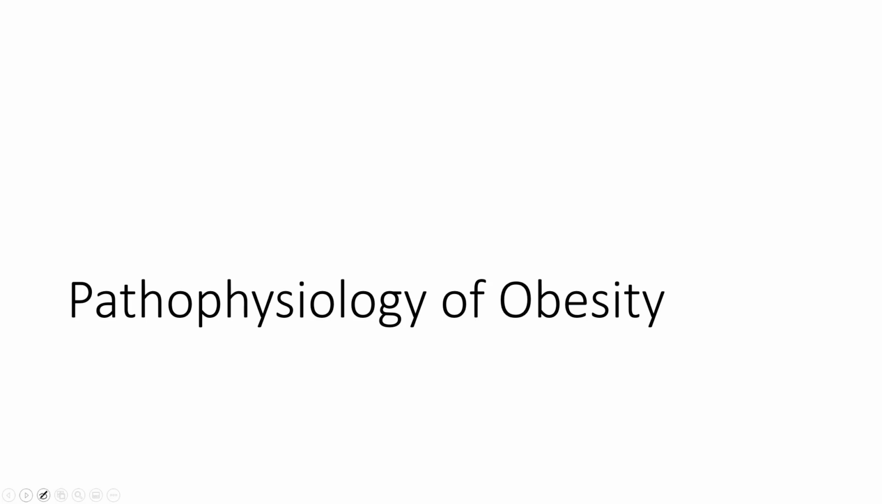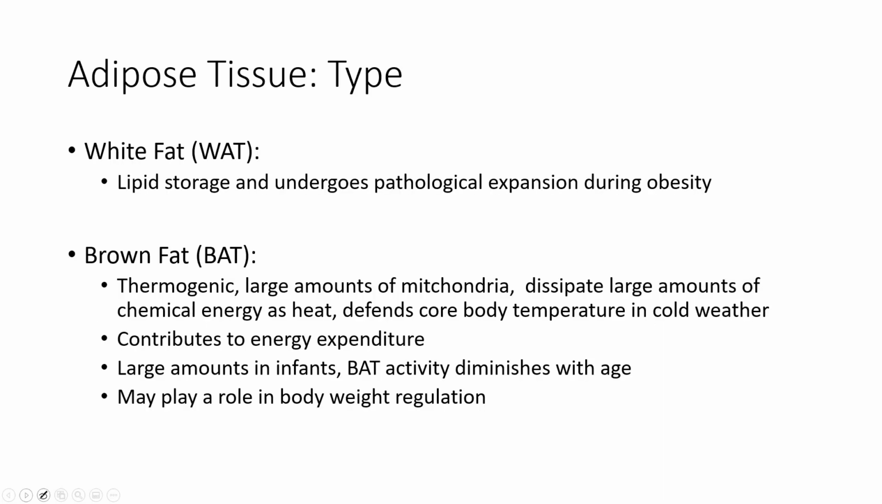In this part, we'll talk about the pathophysiology of obesity. So the first thing we need to unpack is that there are two different types of adipose tissue. When we're talking about obesity, we're really referring to an overaccumulation of body fat. But there are two types of body fat.